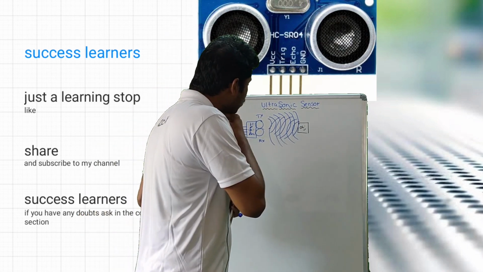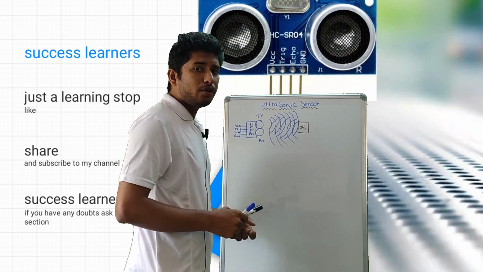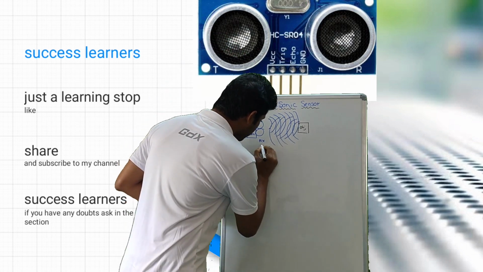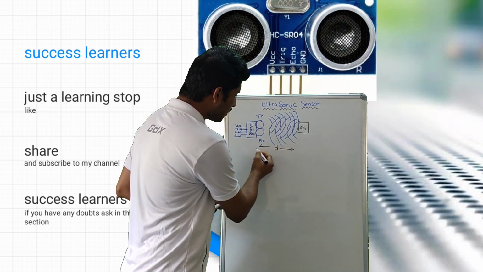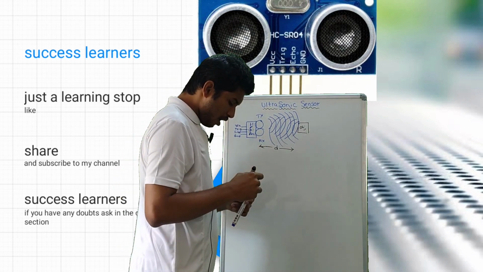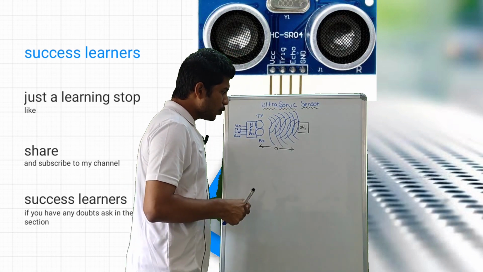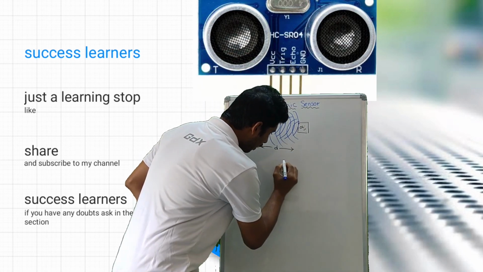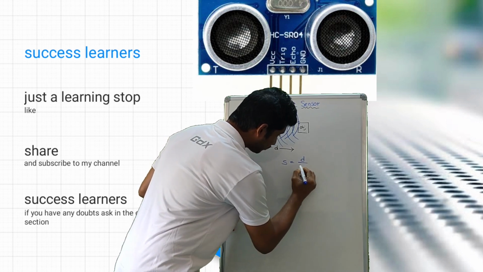Next, let us come to our project. In this project we are going to learn how to calculate the distance between the ultrasonic sensor and the object. Let us consider this is a distance d. We don't know it, but for calculating distance we need two parameters. What are the two parameters? Here you can see, we know the formula for speed. Speed is equal to distance divided by time.